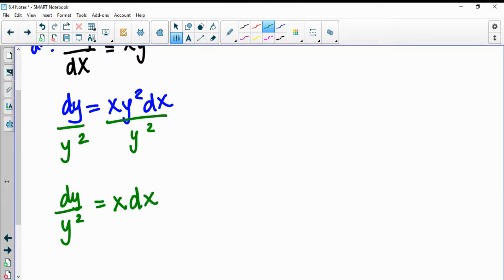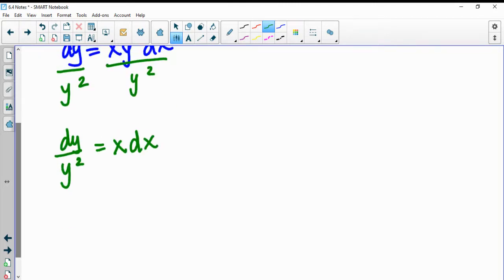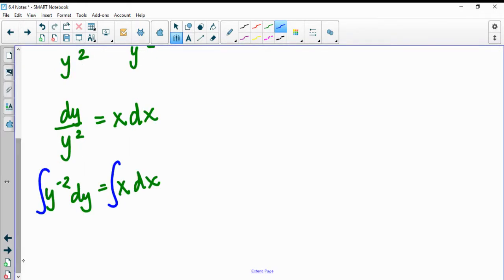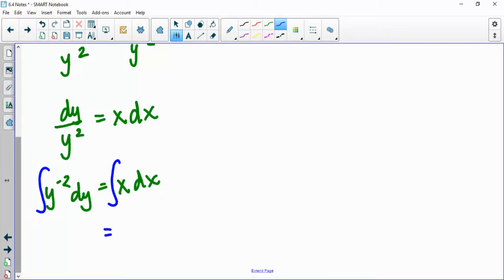And our next step is going to be to do the integral of both sides. And so before I do that, I'm going to rewrite this as y to the negative 2 dy equals x dx. And so I'm going to do the integral of both sides. And so let's see, we're going to do our power rule where we add 1 and divide by it. So that would be y to the negative 1 over negative 1.